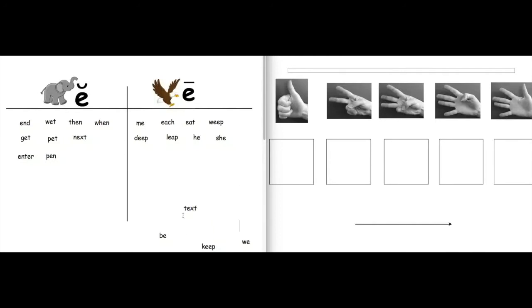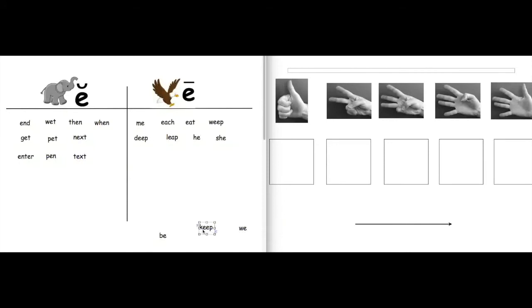Text. Oh, let's make the sounds in text. T, E, X, T. I hope you're using your hands. T, E, X, T. Text. You're right. That second sound is a short E sound. Text. Let's try this word.